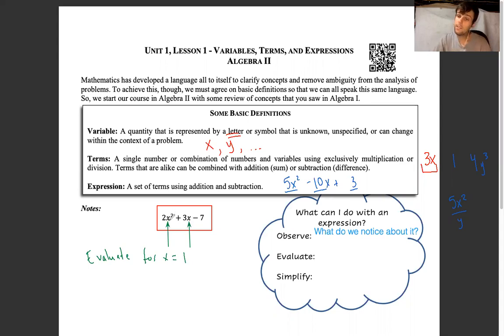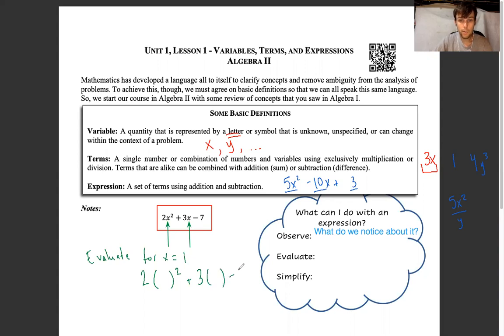So what that means is everywhere there's an x, we're going to replace it. We're going to substitute, that's the mathematical term, with a 1. The way that I like to do this is I like to rewrite my expression, but instead of the variable that I'm substituting for, I'm going to leave some big open parentheses.